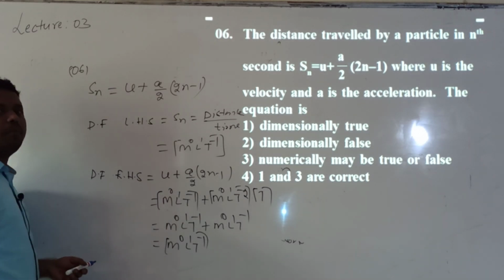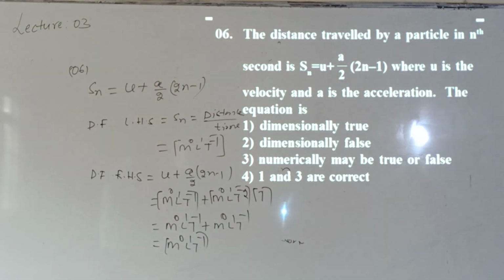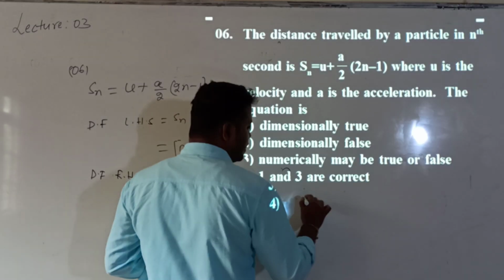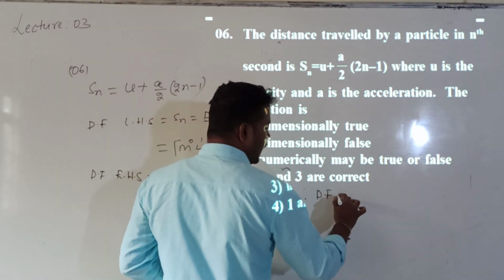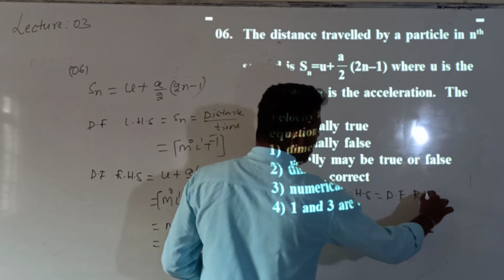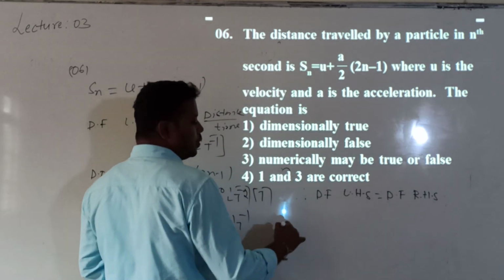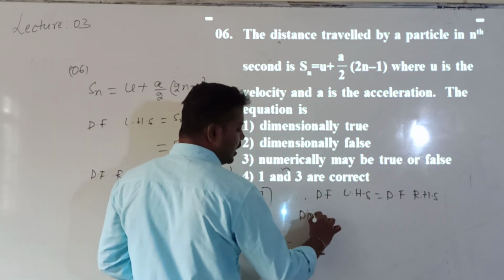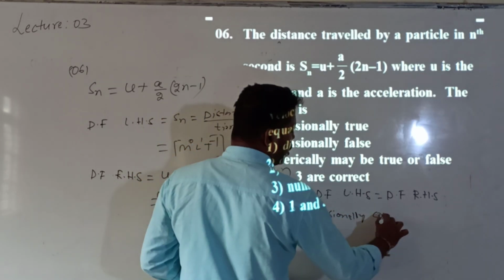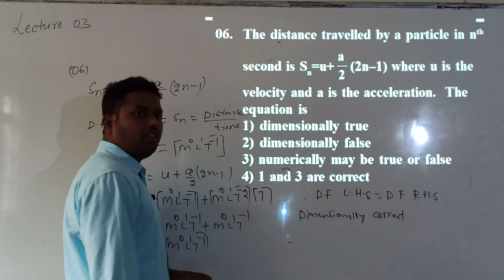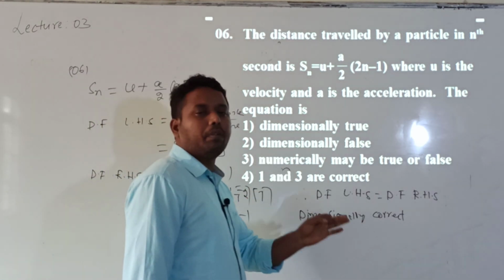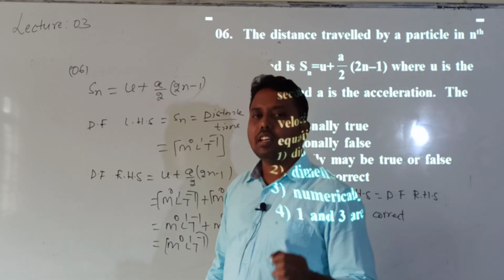So this is the dimensional formula of RHS. Therefore, the dimensional formula of LHS is equal to the dimensional formula of RHS. According to which principle? Principle of homogeneity. So the given equation is dimensionally correct. Here you cannot tell whether it is numerically correct or not. You can tell only that it is dimensionally correct, according to the principle of homogeneity.